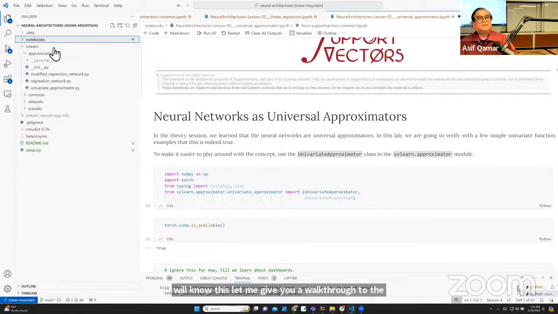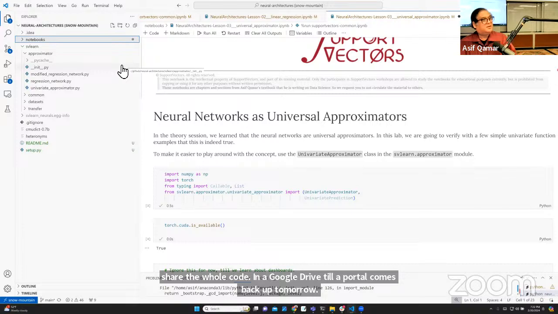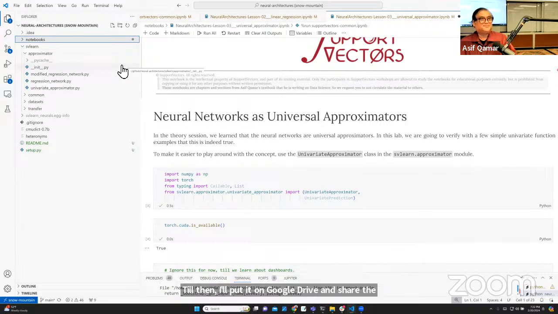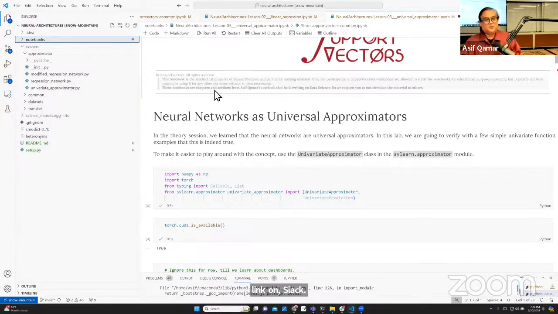I'll share the whole code in a Google Drive till our portal comes back up tomorrow. Till then, I'll put it on Google Drive and share the link on Slack. Is that fair, guys? Right. I'll do that. Just bear with me. And the course portal, when it comes up, we'll get more organized.